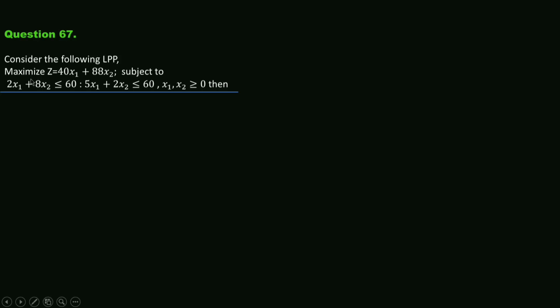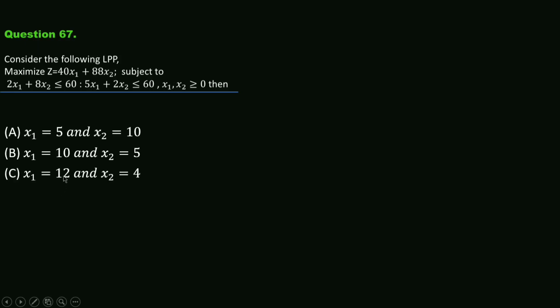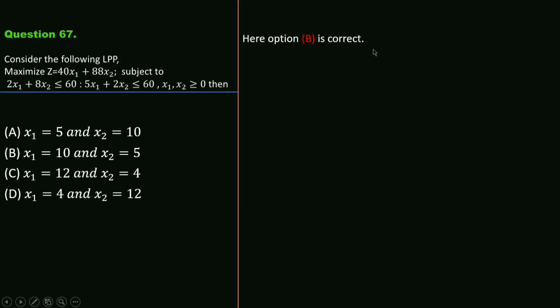Given as maximize z is equal to 40x1 plus 88x2 subject to the constraints 2x1 plus 8x2 less than or equal to 60 and 5x1 plus 2x2 less than or equal to 60 and x1, x2 are greater than or equal to 0. Then the value of x1 and x2 is: 5 and 10, 10 and 5, 12 and 4, 4 and 12. Here the correct answer is x1 is 10 and x2 is 5. That means option B is correct one.